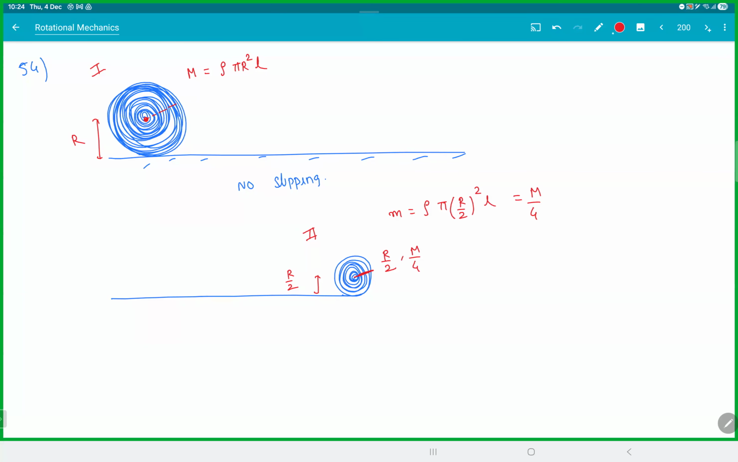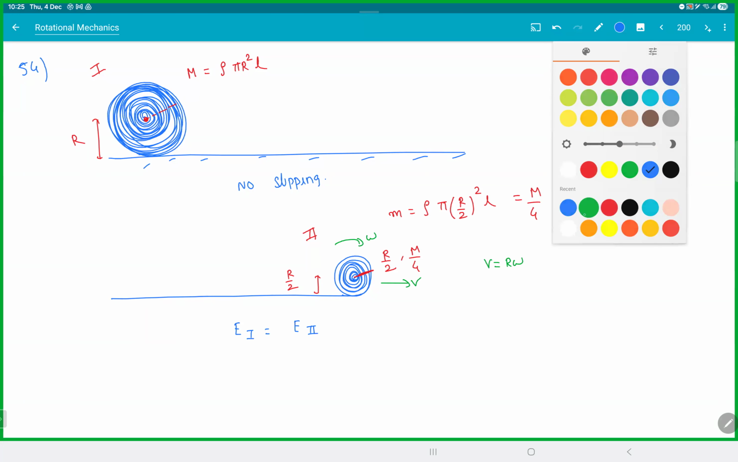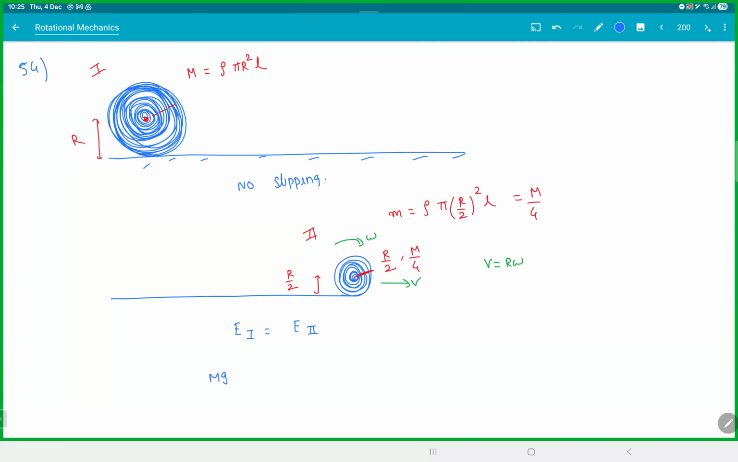Got this? So energy in state 1 is equal to energy in state 2. And at this instant, this carpet is also moving with speed v and is also rolling with omega. And v is equal to r omega because it is on the ground. So initial energy, mgr, potential energy. Final potential energy, m by 4, g, r by 2. This is your final potential energy. Plus half mv square, but what is m? M by 4. Plus half I omega square.